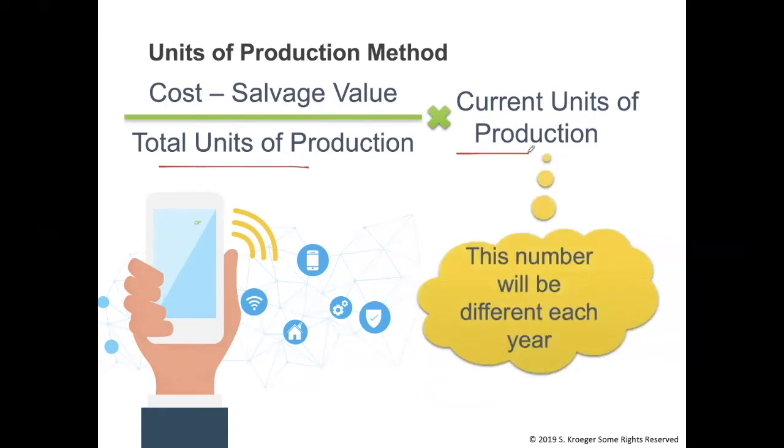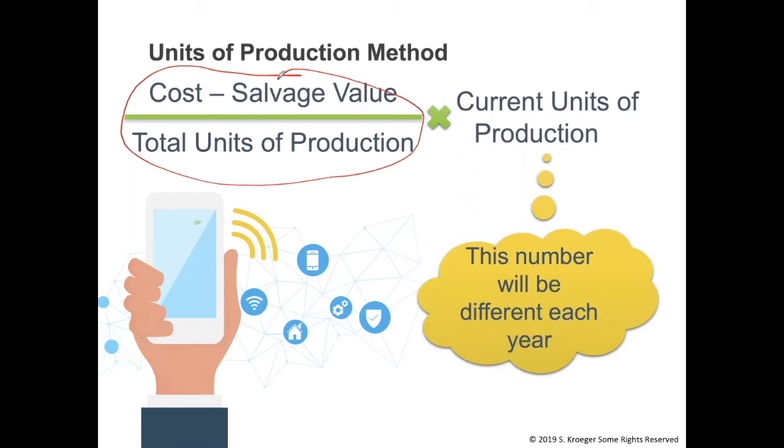When you do this method each year, only the current units of production would change. Each year, you will multiply it by the amount of miles that you drove that year, in the example of a car. This first part would not change at all throughout the years. We would keep that as is, and we would only change this multiplication part, the current units of production.